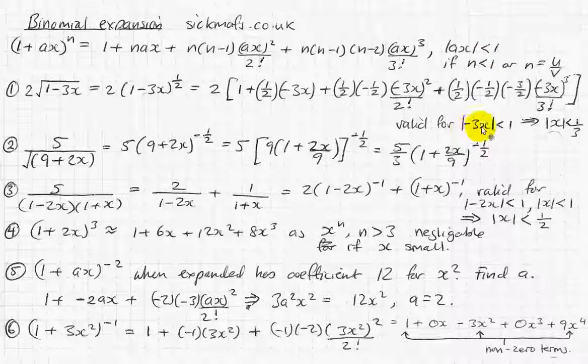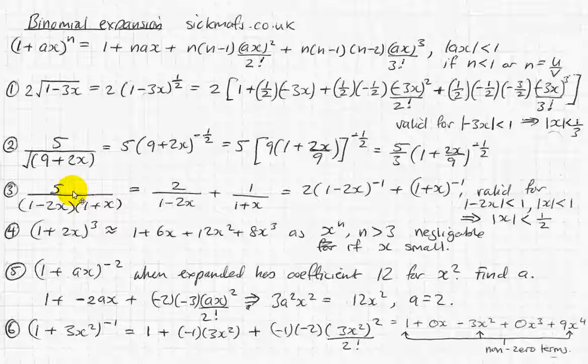So my ax is minus 3x, and the modulus of minus 3x is the same as modulus of 3x, of course, because modulus means basically get rid of the sign. It means what's the physical size of it. So if the modulus of 3x is less than 1, therefore the modulus of x is less than 1/3, and that's done. So it's valid for that. Sometimes they ask for that, or sometimes they just tell you anyway.